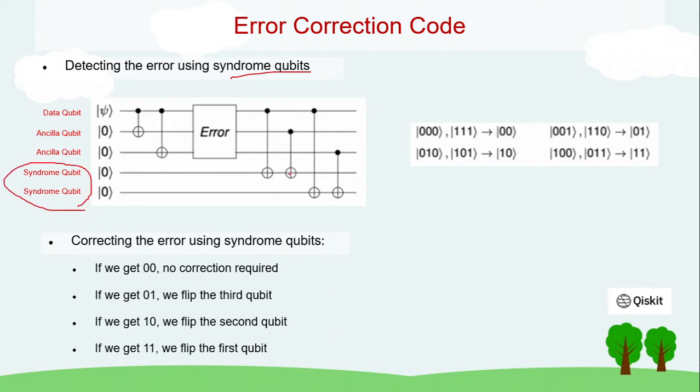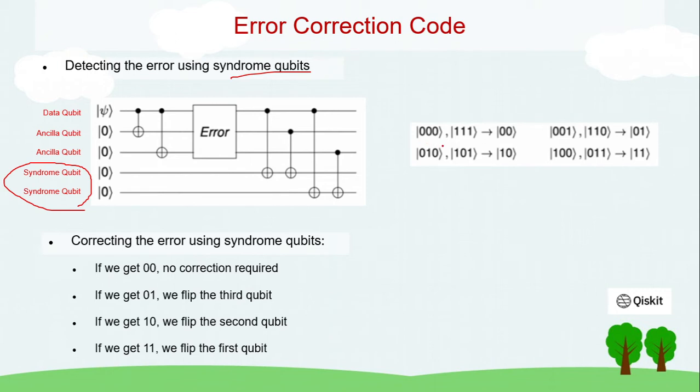How do we measure? We have control NOT gates again. This syndrome qubit gets connected with qubits 1 and 2, and the second one is connected with 1 and 3. We don't have to connect 2 and 3, so we don't need another syndrome qubit. In general, if you have n qubits here, n minus 1 syndrome qubits is sufficient to detect which qubit has gone bad.